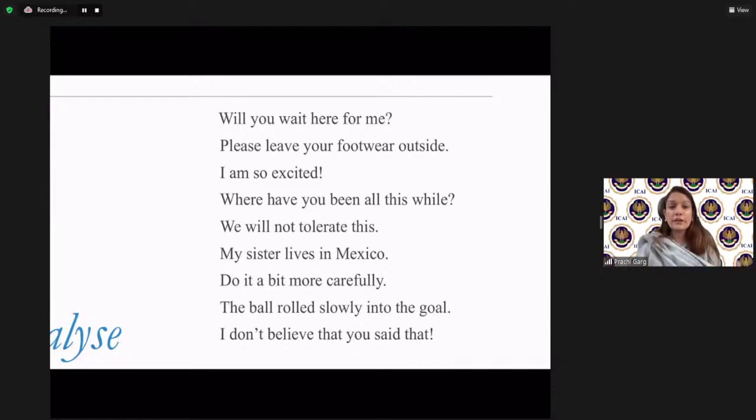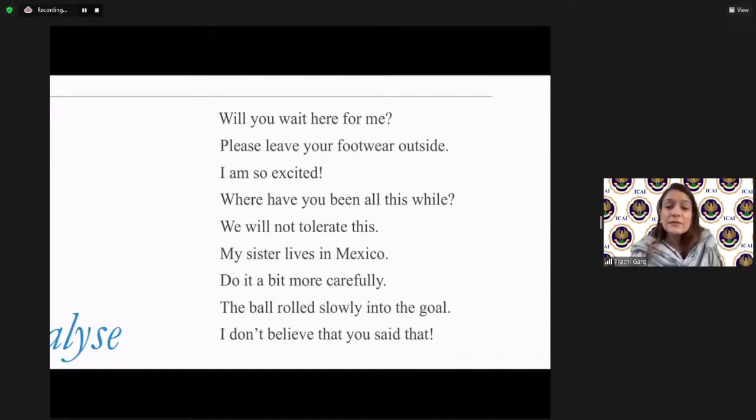We will not tolerate this. What is this? Is this a declarative or imperative? This is declarative. You're just telling that we will not tolerate this.